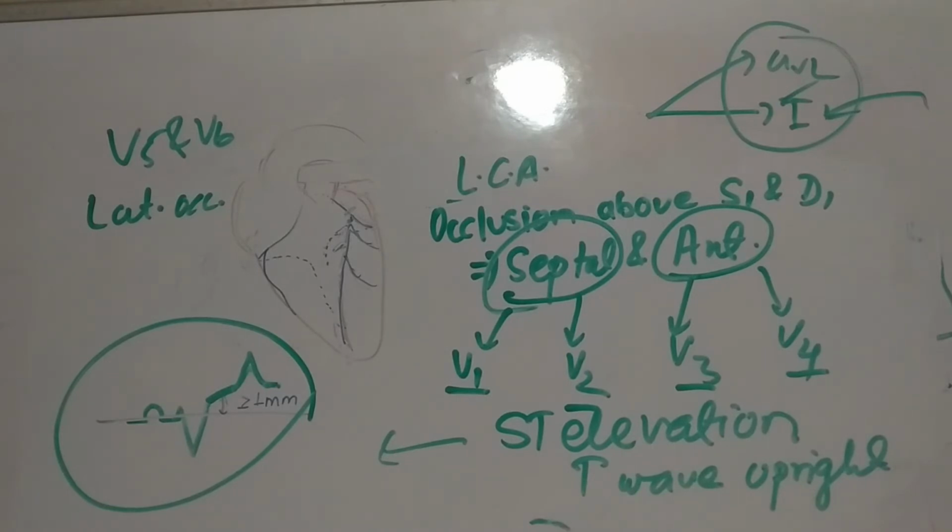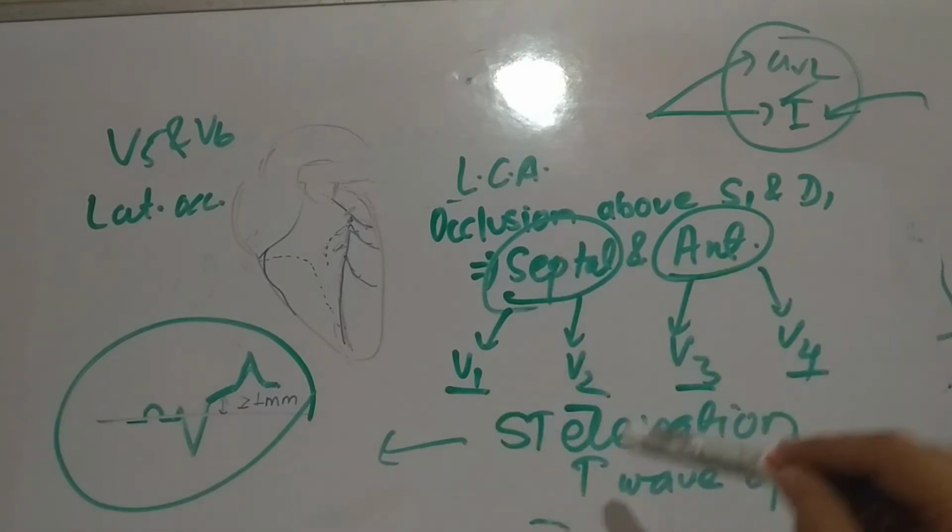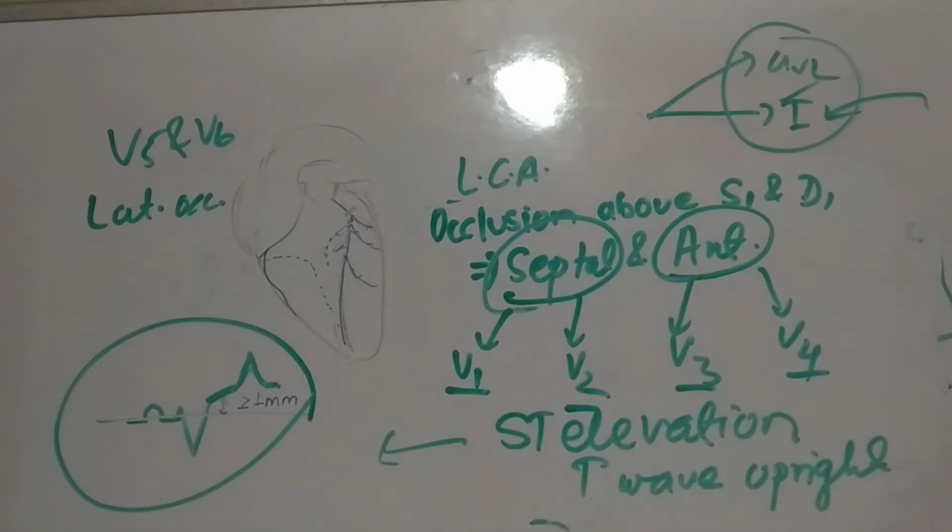Okay. Now another extra piece of information which I would like to provide is that when you find ST segment elevation and T wave upright in V1, V2, V3, V4, let's say septal and anterior, then there is another phenomenon which is called inverse reciprocal relationship. That is, when you find ST segment elevation in anterior wall or lateral wall or septum, then you may find certain ST depression and inverted T wave in the inferior wall.